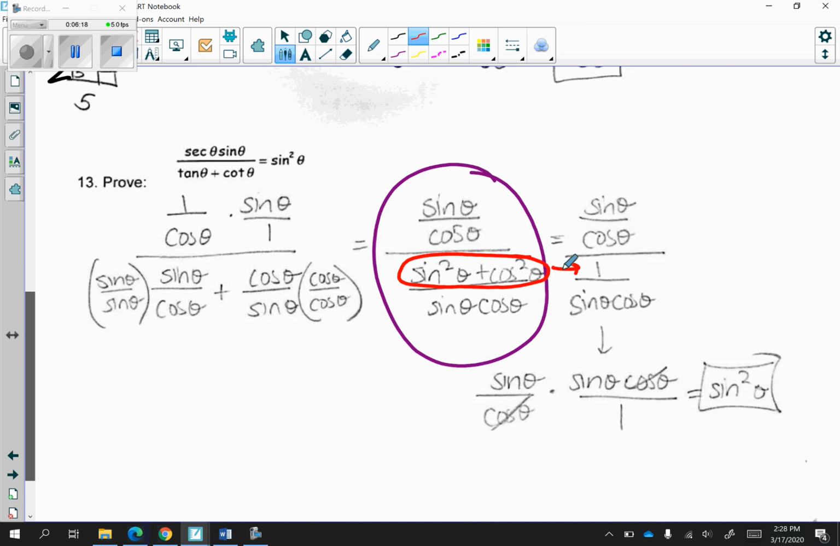This becomes a keep, change, flip question. So we're keeping the first, changing the second, and flipping the last. And I end up getting sine squared theta.